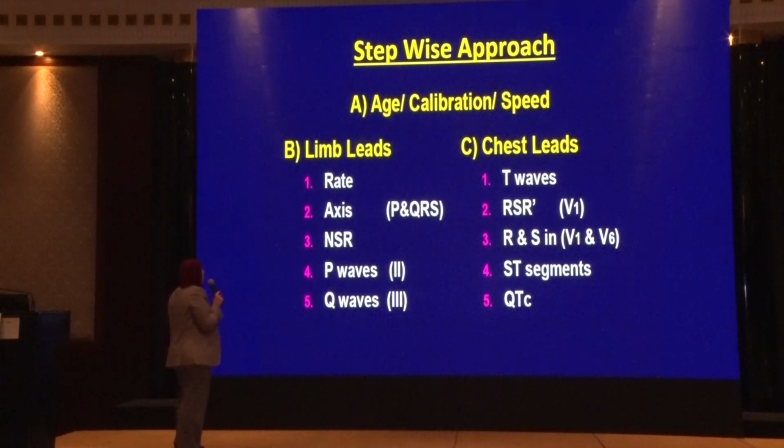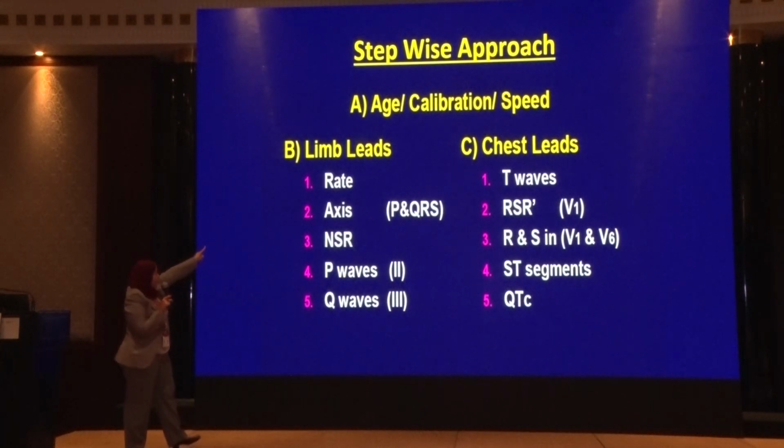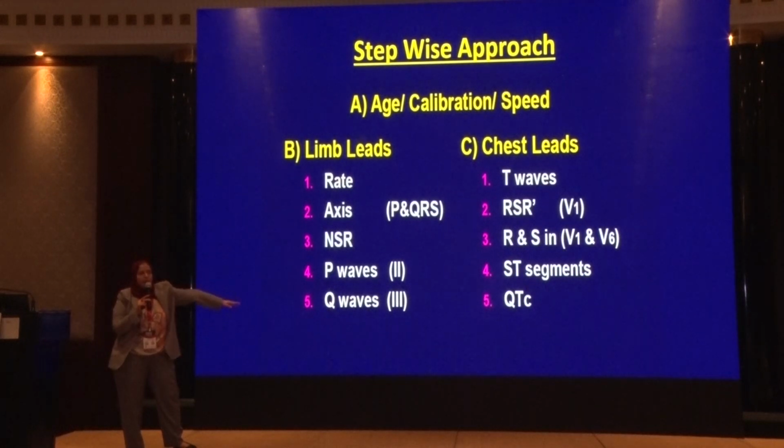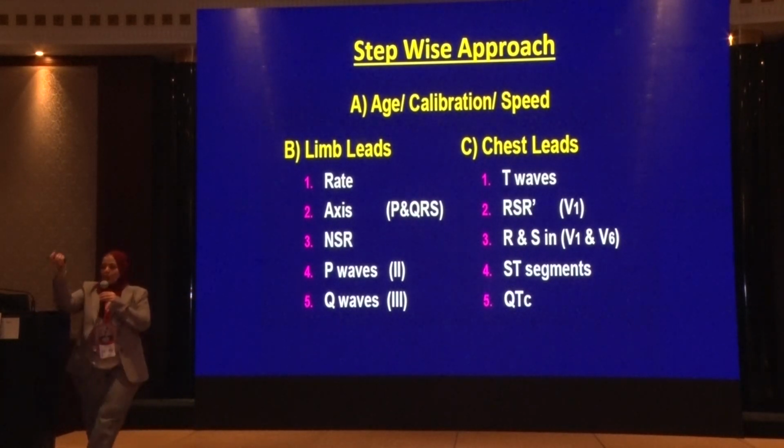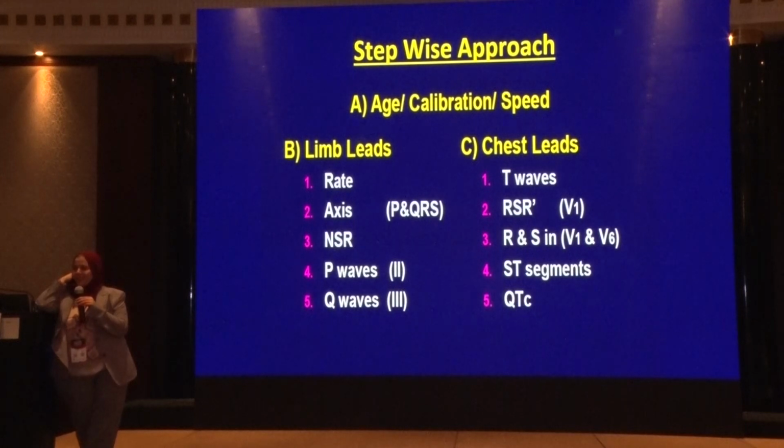So we will start the practice. In the limb leads, first I will look to the rate, using the box method. I will look for the axis, looking at my lead 1 and lead aVF to see where my axis is. I will look if my patient is in normal sinus rhythm. Who remembers how I know my patient is in normal sinus rhythm, Doctora? Normal sinus rhythm, how would I know it?